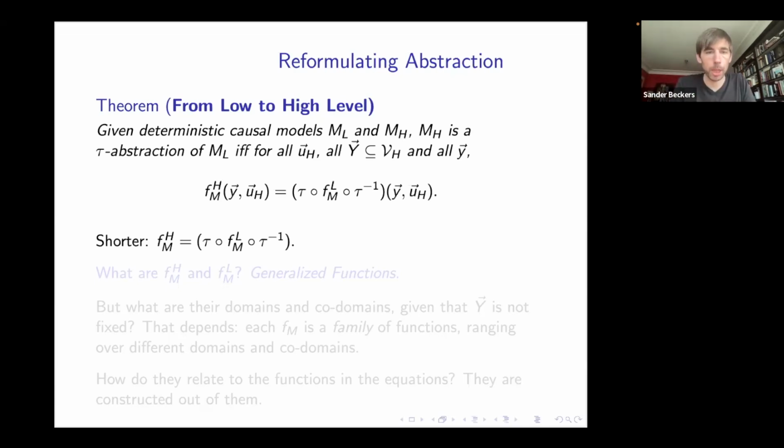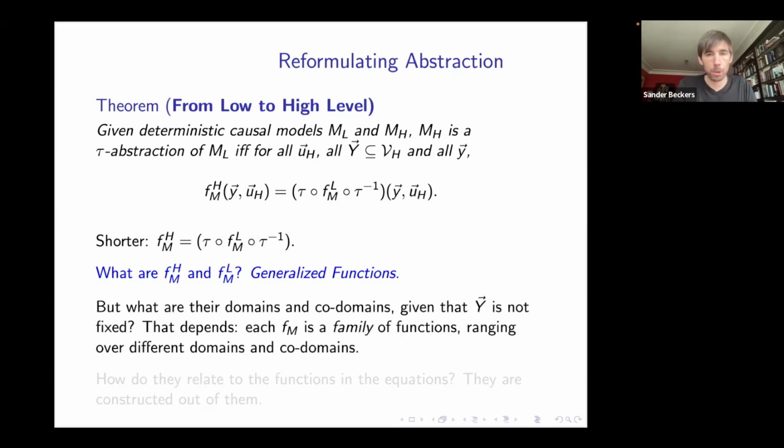And so we can write this simply as an equality between two functions. We have our high-level function, FHM, and we have then this composition of the low-level causal model with tau and its inverse. Now, of course, to make this precise, I need to give you a story as to what it means to represent these causal models as functions, and they're going to be generalized functions. So their domains and codomains are not going to be fixed. And because of that, each of these functions is actually a family of functions, because the domain is going to tell you what function in particular, what instantiation of this function, we are looking at.